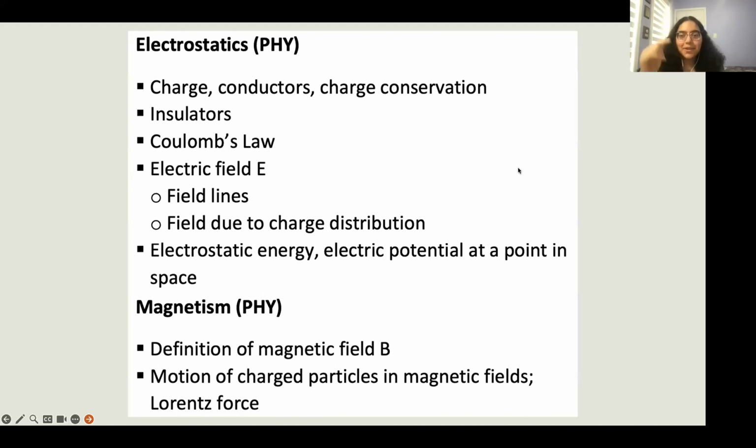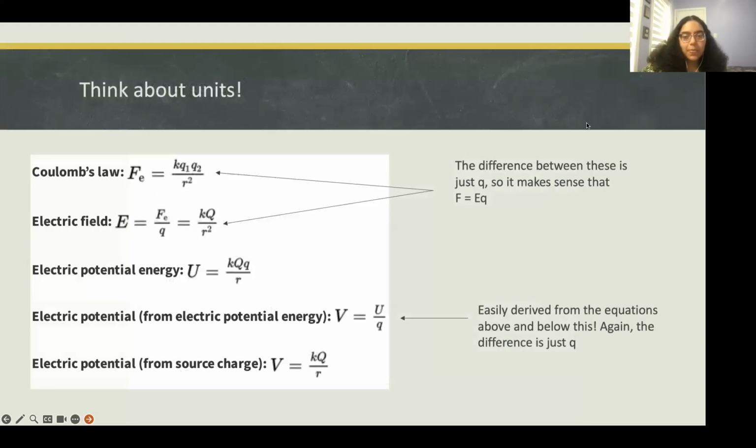So it's not going to be like your double integrals to figure this stuff out. You can just know the basic multiplication and division formulas. Also in terms of magnetism, the definition of B, the magnetic field, and if things are moving in magnetic fields, your Lorentz force. So as I mentioned, units are pretty important. Since you're not using calculus, units can be very helpful in terms of electricity and electrostatics.